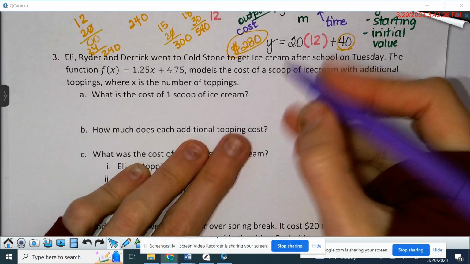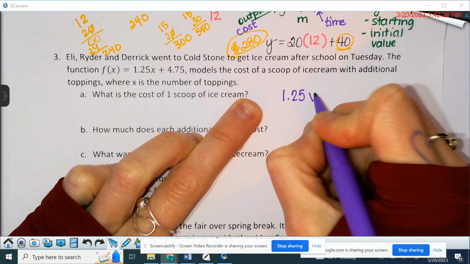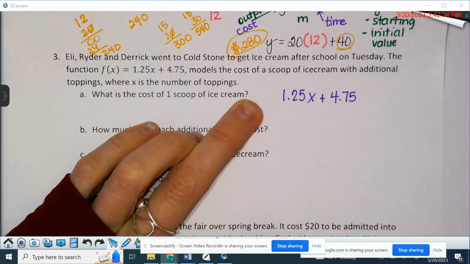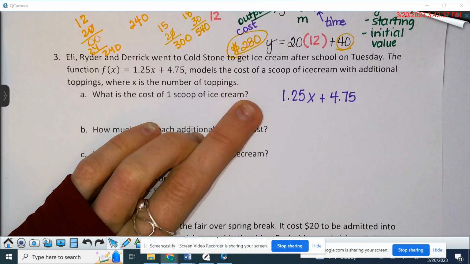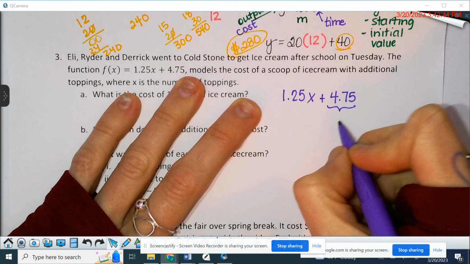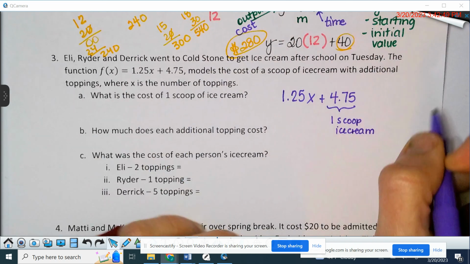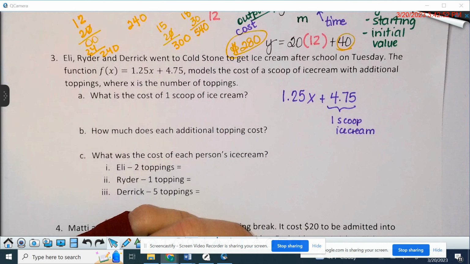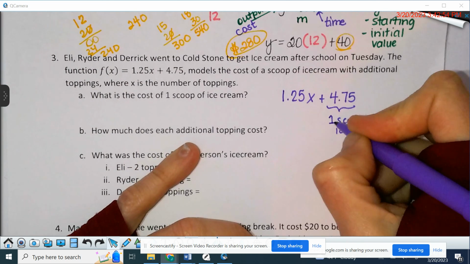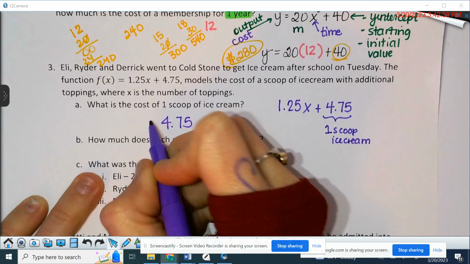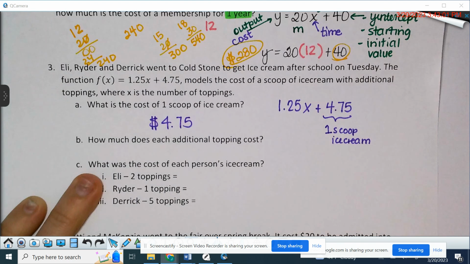So our function is 125x plus 475. What's the cost of 1 scoop of ice cream? Yes, good. 475 is 1 scoop of ice cream, because that's our starting cost. As soon as you order ice cream, you got that. Then how much does each additional topping cost from that function? How do you know?